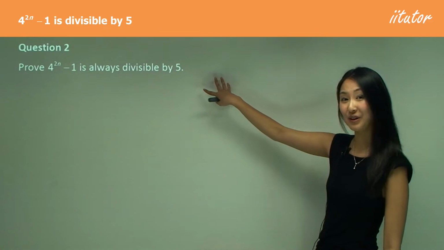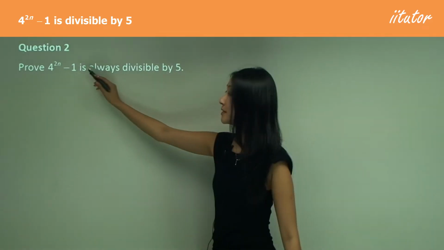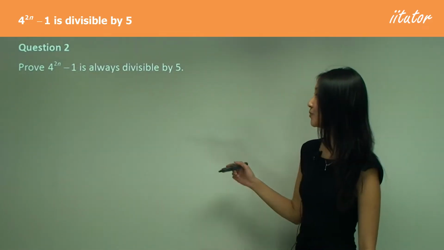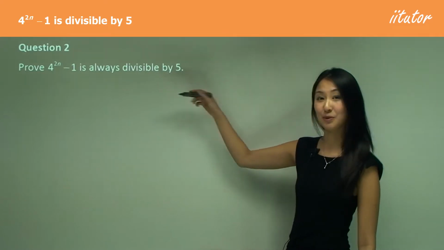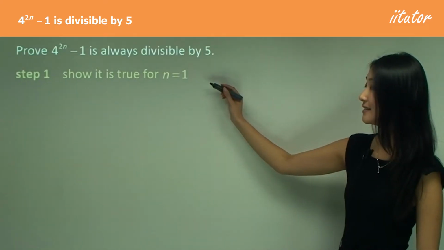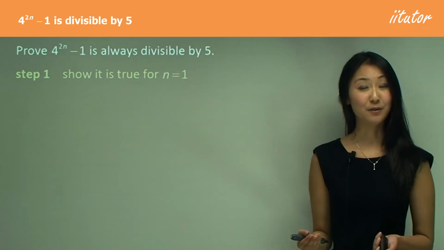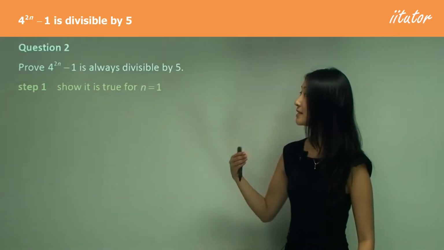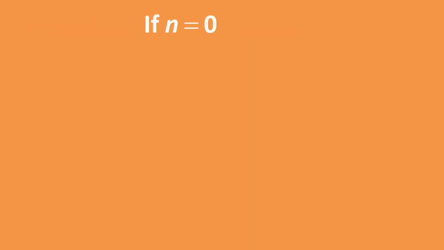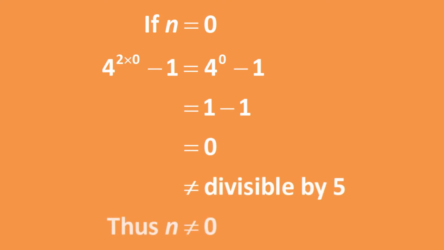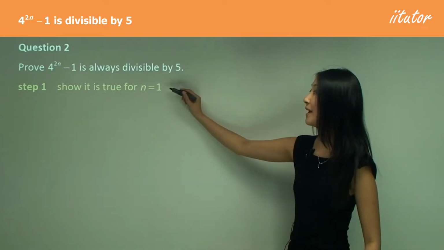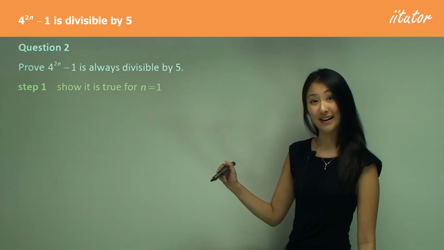So in question 2, we want to prove that 4 to the power of 2n minus 1 is always divisible by 5. Firstly, in step 1, we show it's true for n equals 1. So how do we know it's n equals 1, not n equals 0? Because if we substitute in n equals 0, you have 4 to the power of 0, which is just 1. 1 minus 1 is 0, which is not divisible by 5. So you know it's only true for n equals 1 and not n equals 0.